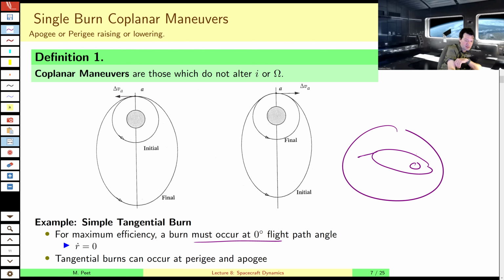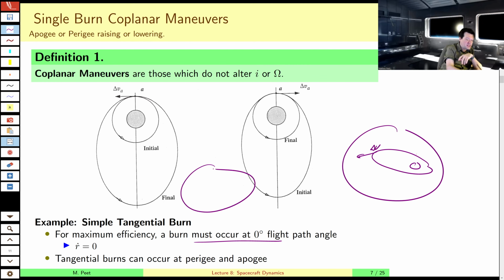So let's say it's that. Then there's good reasons why we do that. The most important is, of course, it is energy conserving. As we'll argue in lecture 9, if you do a delta V burn not at 0 flight path angle, you sacrifice a lot of energy. And we'll talk about that a little bit more.